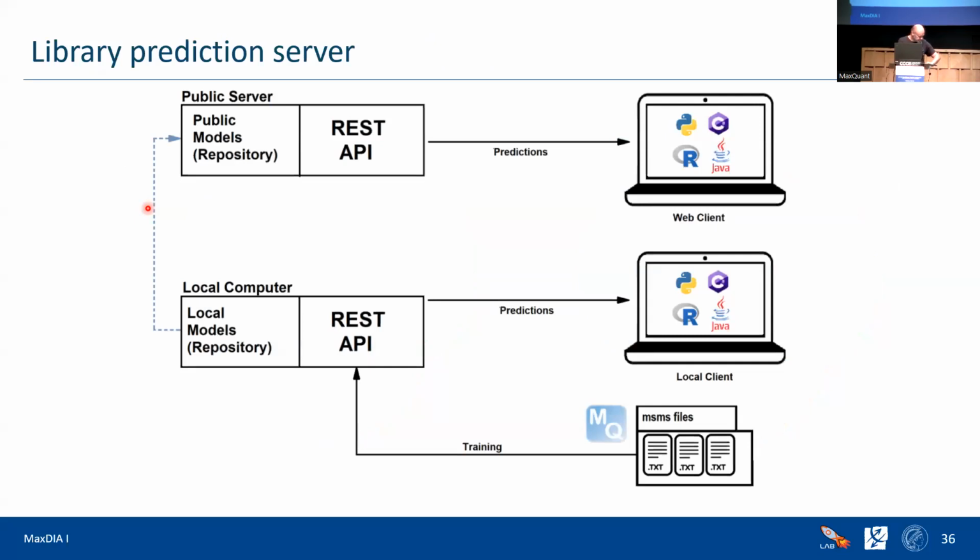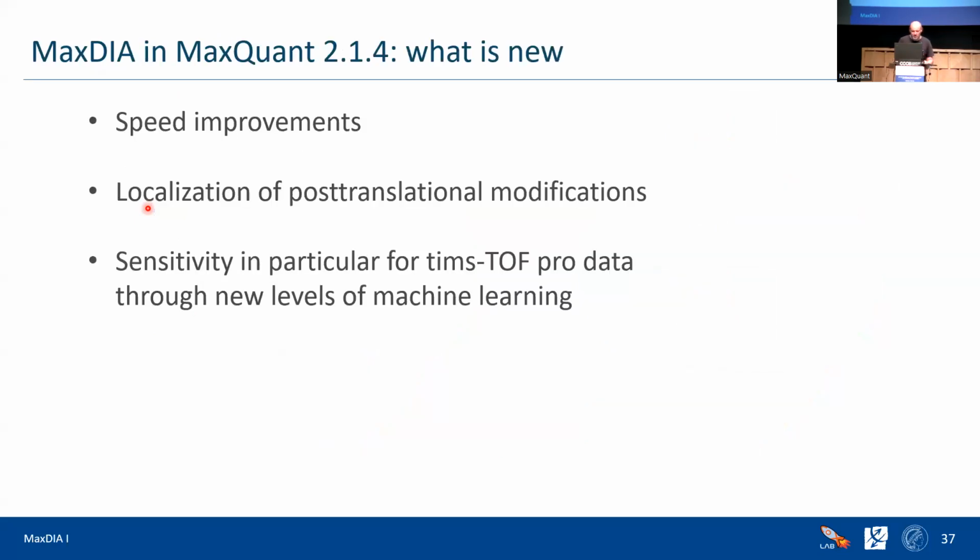And so I want to spend the remaining time, of course, with questions, but also saying again what is now new in 214. 214 is the one that just came out with the summer school. There are three very important novelties and actually many changes. The whole peak detection changed, all kinds of parameters were tuned. But the three most important things: first of all, speed improvement. MaxDIA was admittedly a little bit on the slow side with the first release, and this is absolutely not the case anymore. This is as fast as it can be, basically.